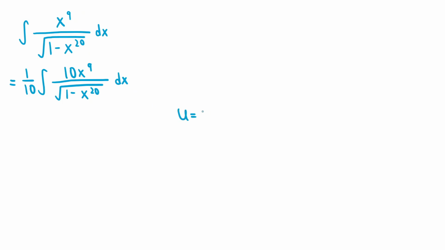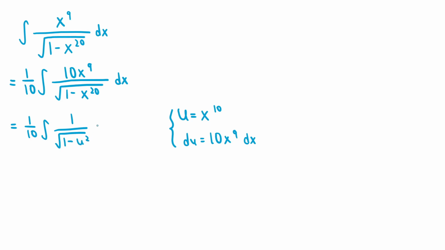If we let u equal x to the 10th, then du equals 10x to the 9th dx. And if we substitute this back into the expression, we get 1 over 10 times the integral of 1 over the square root of 1 minus u squared du, since 10x to the 9th dx is replaced by du, and in the denominator 1 minus x to the 20th is replaced by 1 minus u squared, since u equals x to the 10th. And x to the 20th is really just x to the power of 10 all squared.